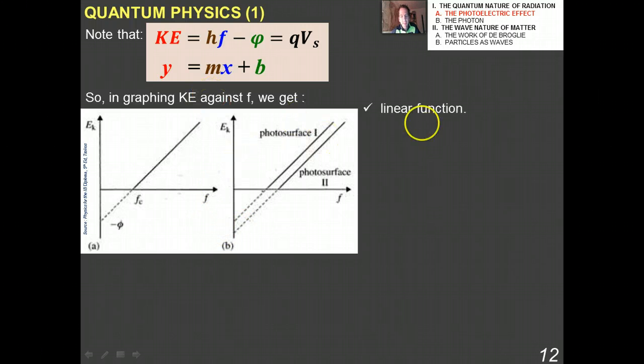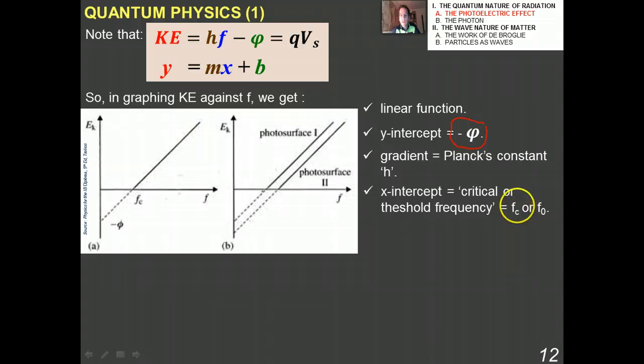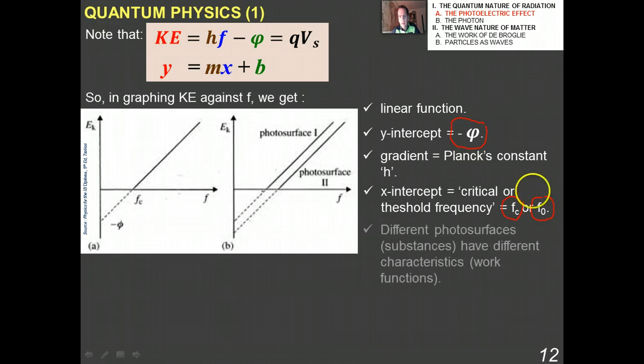Now check it out. These are linear functions. The y-intercept is the negative of the work function, and the work function is characteristic of the particular surface, as you can see here. So for example, zinc and platinum would have different y-intercepts if you were to graph the data, okay? The gradient is actually Planck's constant. The gradient of these lines is Planck's constant, and Planck's constant is the same no matter what the type of photosurface. The x-intercept is what's called the critical or threshold frequency. You see it written f sub c or usually f naught, I guess. And different surfaces have different characteristics and work functions.